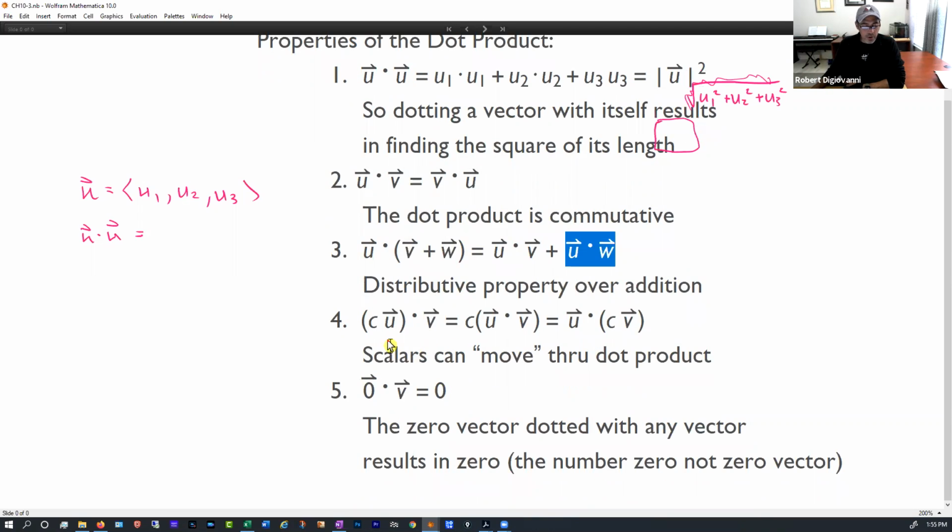Scalar multiplication works kind of the same way. It doesn't matter where you scale. You could scale u by c and then dot with v, or you could dot u and v together first, then scale, or you could even scale the v and then dot it with u, and it would all give you the same answer. So scalars can be moved anywhere you want whenever you're doing dot products. And then the last one is that if you take the 0 vector and dot it with any vector, you get 0.